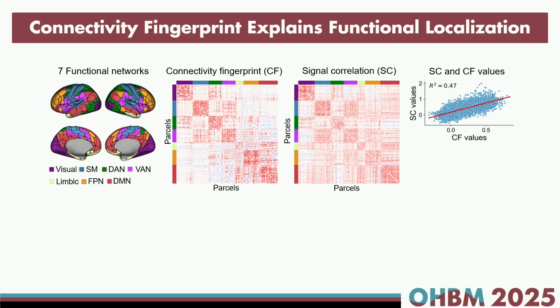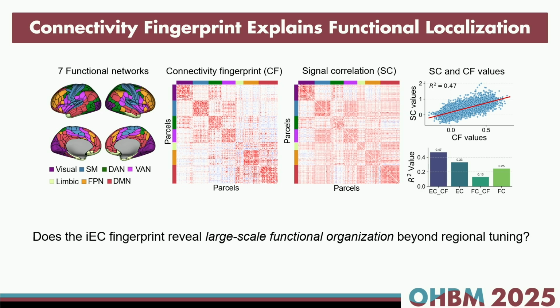More quantitatively, the connectivity fingerprint matrix captured a large variance of the signal correlation matrix with the R-square value of 0.47, which was the highest compared to the raw EC matrix, FC, and the connectivity fingerprint of FC, which was very interesting because the connectivity fingerprint of EC showed the highest, while the connectivity fingerprint of the FC showed even lower R-square value compared to the FC. So far, we showed that the connectivity fingerprint, the idea of it, can capture the regional tuning, but how about the large-scale functional organization?